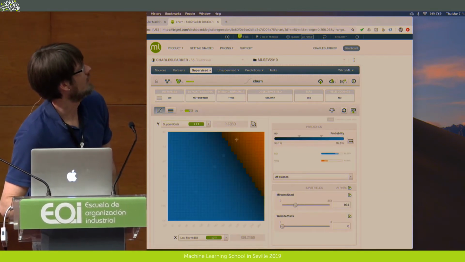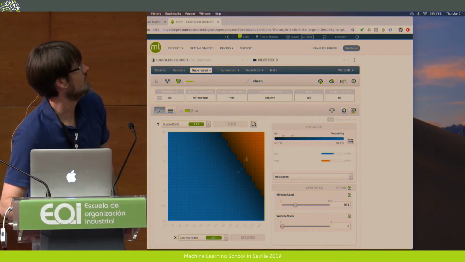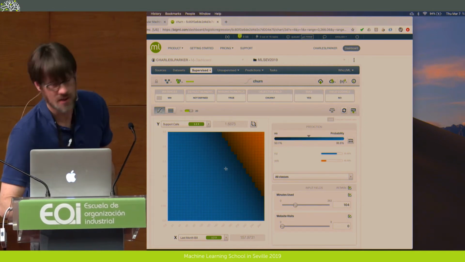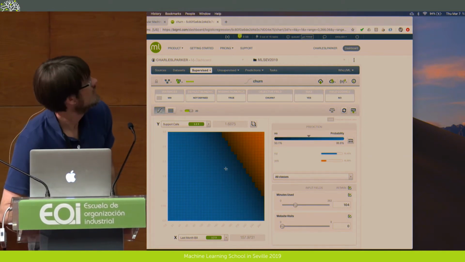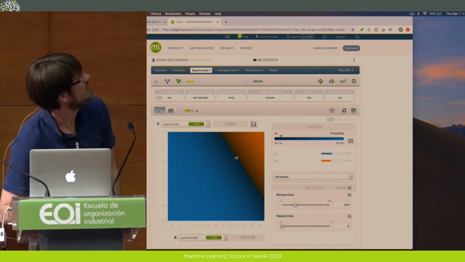So here's another view. You can see how smooth the decision boundary is here too, right? Here we're looking at 2 variables, and you can see how gradually the colors change around the decision boundary. That actually looks a lot better up here than it does on my screen. That's nice. Okay.